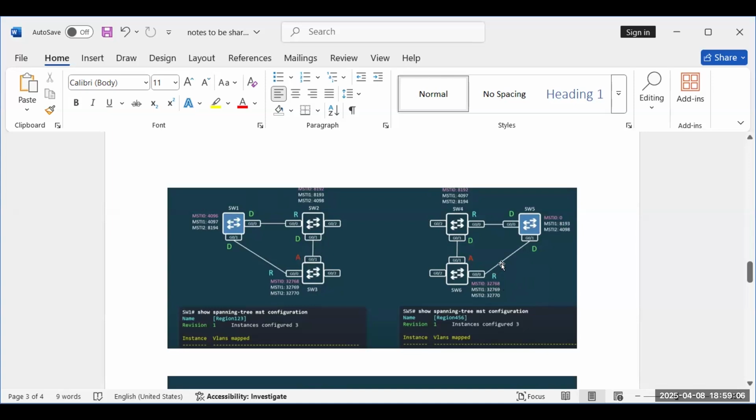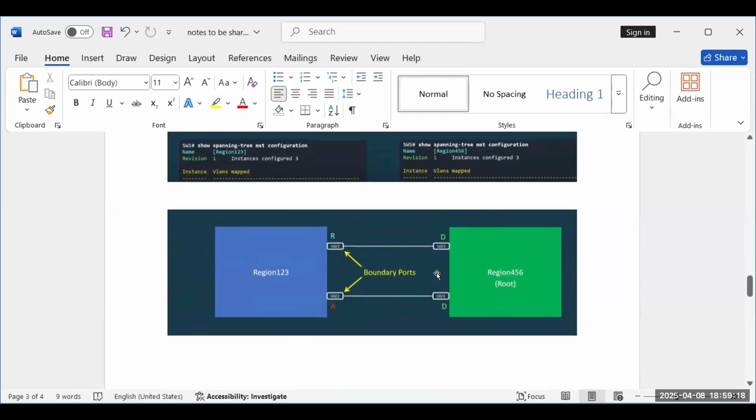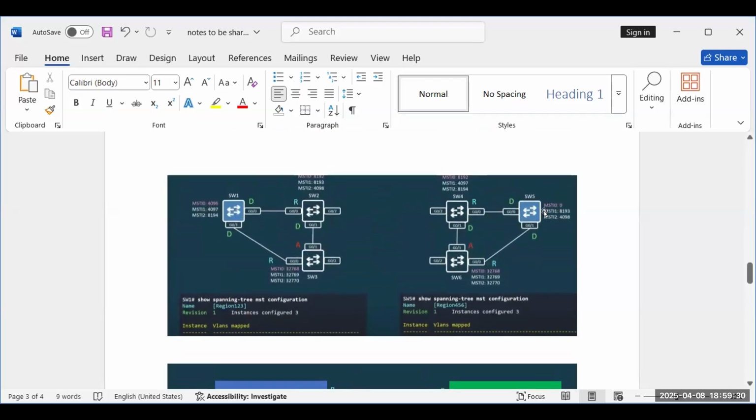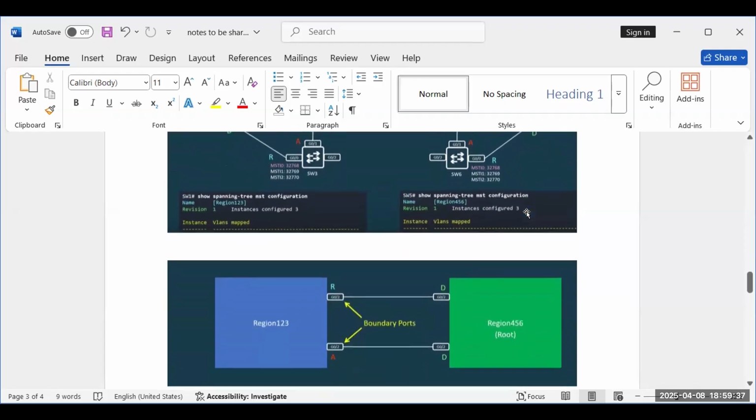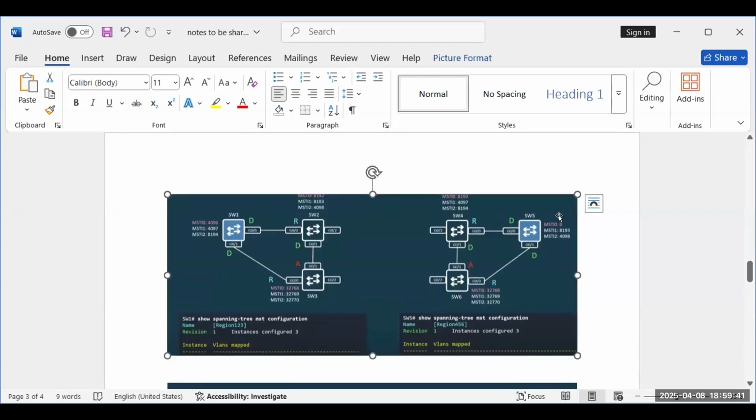When we combine these 2 regions physically by connecting the gigabit interfaces, this is how it will look logically: region 456, region 123. Region 456 is selected as root because MST0 has the lower priority on this switch. That's why it's elected as the root bridge for this entire network.